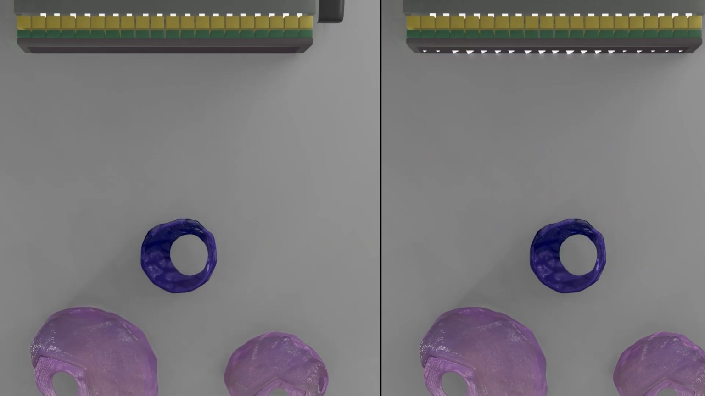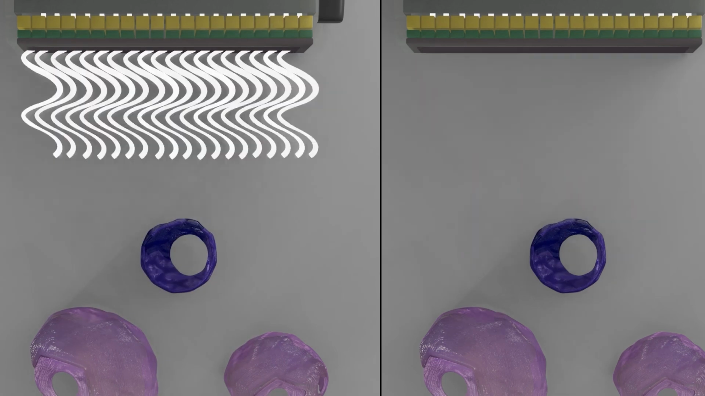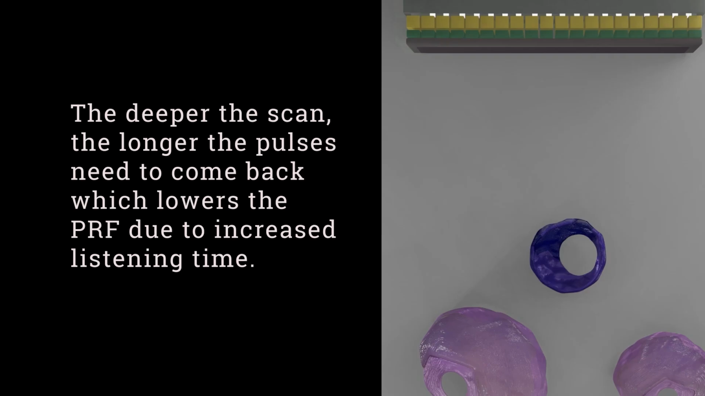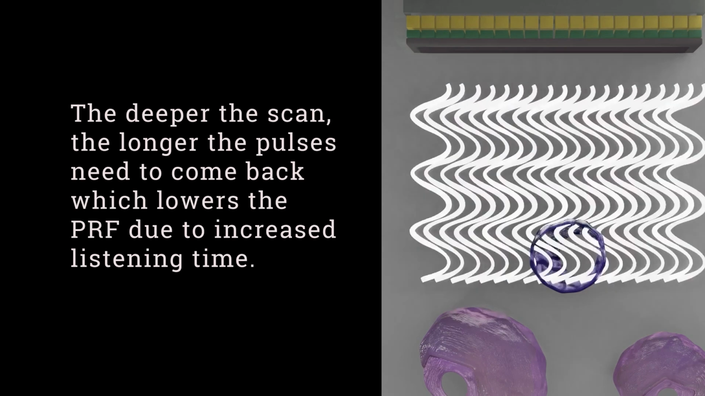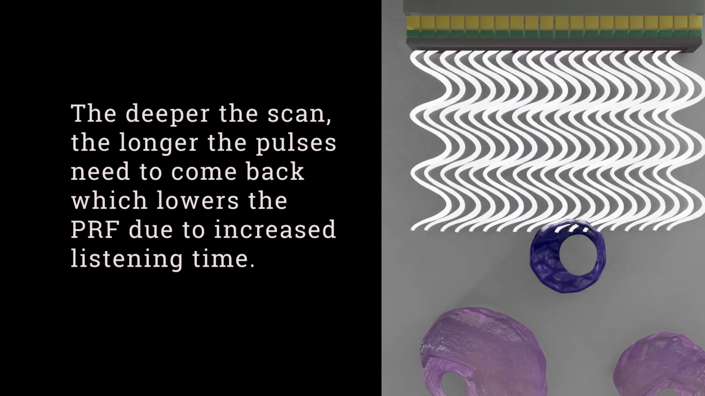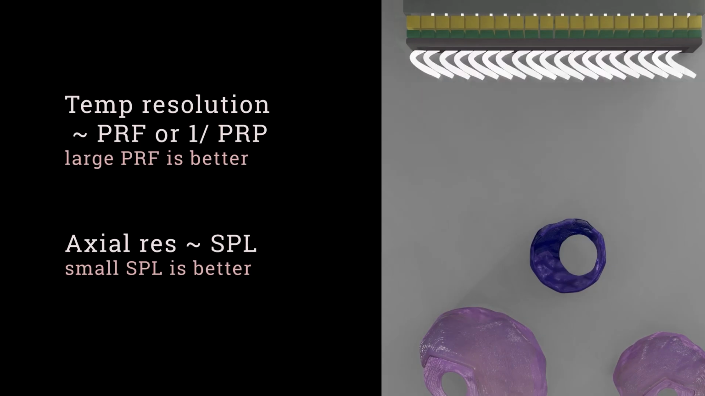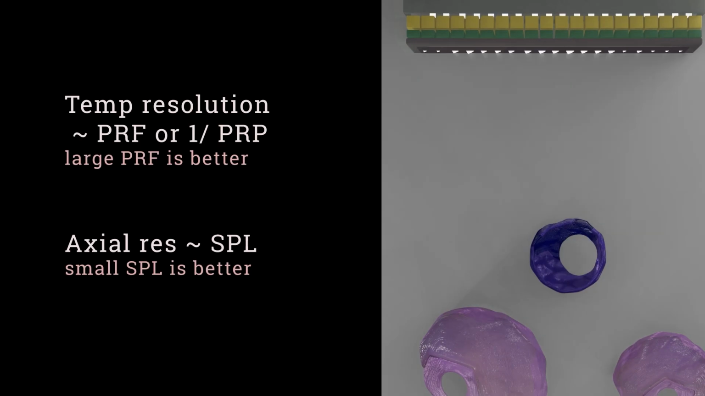Pulse repetition frequency is inversely related to pulse repetition period. It is the number of pulses transmitted per second, given in hertz. A deeper scan requires a slower pulse repetition frequency to allow the deeper reflected signals to be received during this listening time. This property will come into play when dealing with temporal resolution. The important feature here is that pulse length and pulse repetition period are not the same.